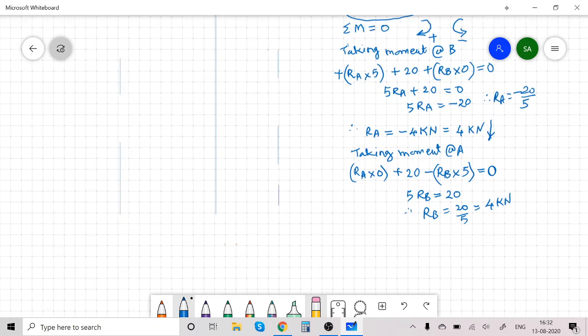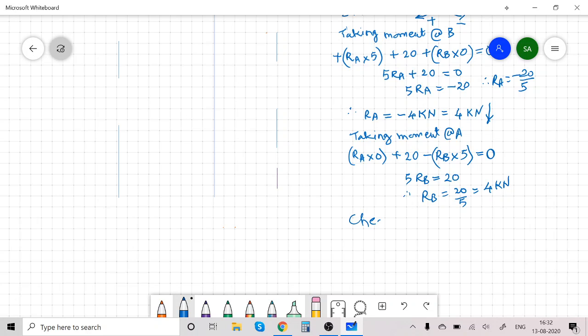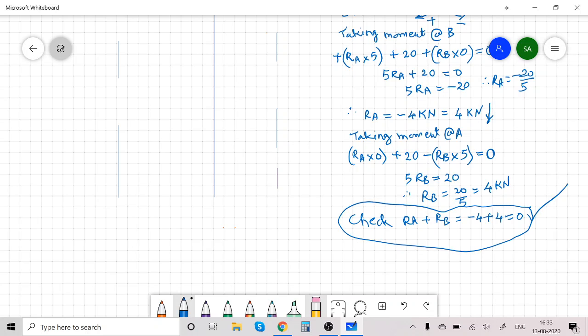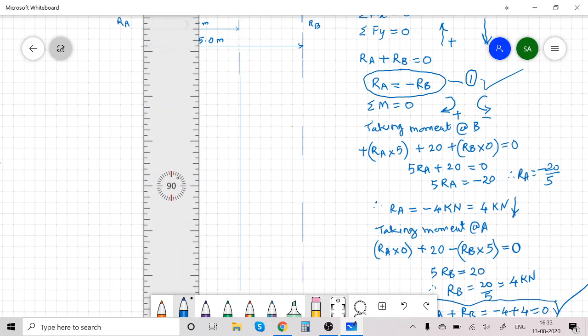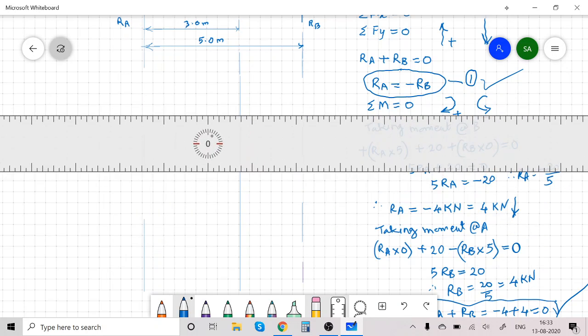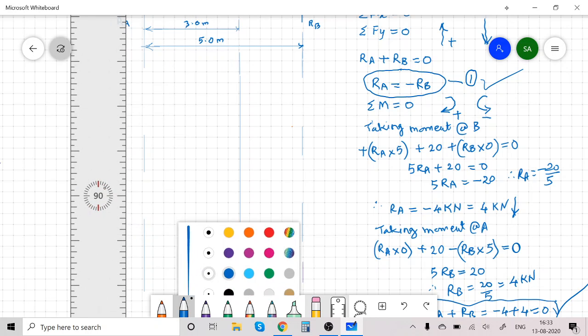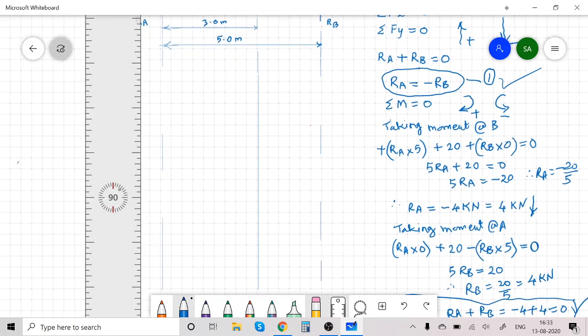kilonewton. Now let us check the addition of this. Check RA plus RB. RA is minus 4, RB is plus 4, so it is 0. So this is according to equation number 1. That means RA plus RB equal to 0 or RA equal to minus RB. Now let us draw the shear force diagram. For that, I will extend these lines, project these lines.